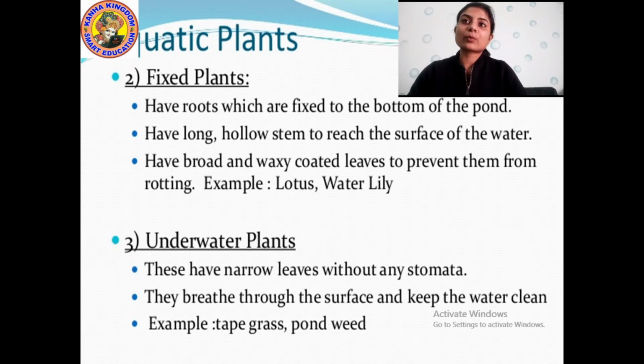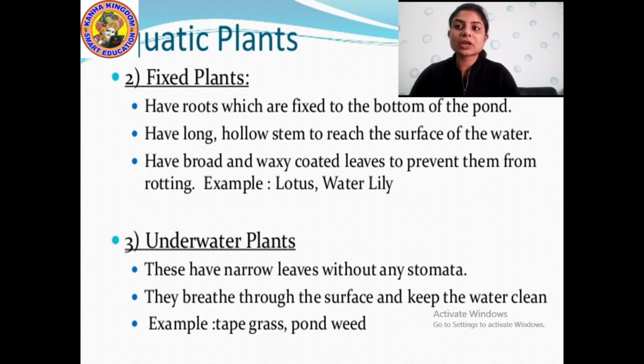Then the next type of aquatic plant is underwater plants. What do you mean by underwater plants? That means it grows inside the water. It is written there. These have narrow leaves without any stomata. Underwater plants grow under the water surface and have thin and narrow leaves without any stomata. Their leaves absorb gas dissolved in water directly through their surface. Tape grass and pondweed are examples of underwater plants.